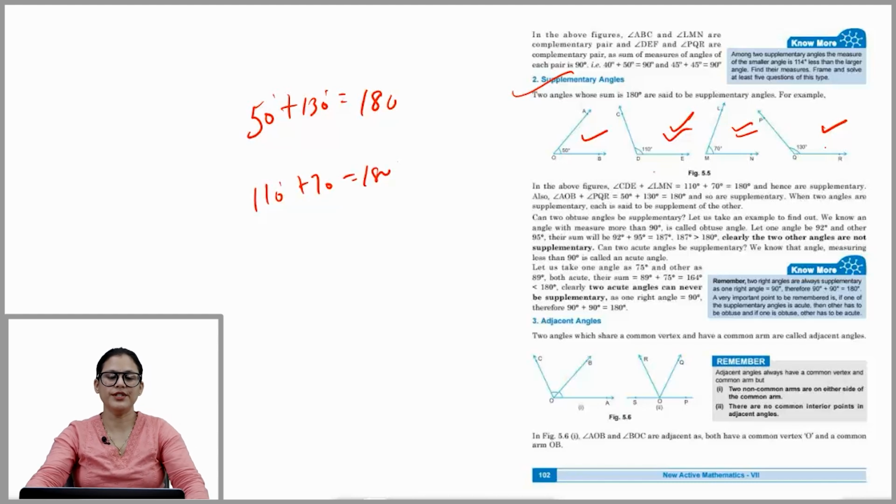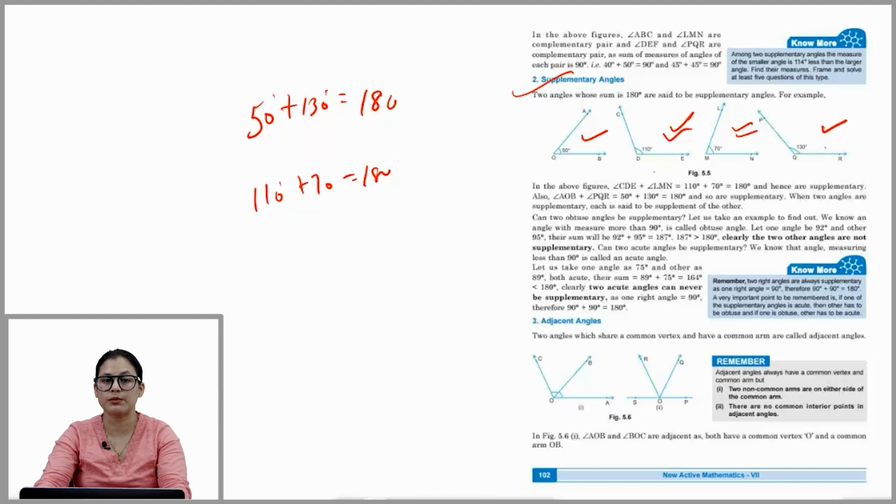So in the above figures, angle CD plus angle LMN is equal to 110 plus 70 degrees, which is equal to 180 degrees, and hence they are supplementary. Also angle AOB plus angle PQR is equal to 50 degrees plus 130 degrees, which is equal to 180 degrees, and so they are supplementary. When two angles are supplementary, each is said to be the supplement of the other.